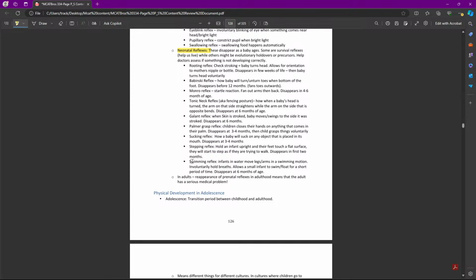Interesting that they have a swimming reflex. An adult reappearance of primitive reflexes means the adult has a serious medical issue. Interesting.